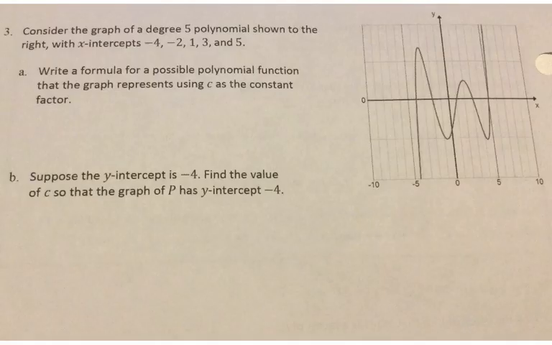3. Consider the graph of a degree 5 polynomial that is shown to the right, and it's got 5 x-intercepts. A. Write a formula for a possible polynomial function that the graph represents using C as a constant factor.